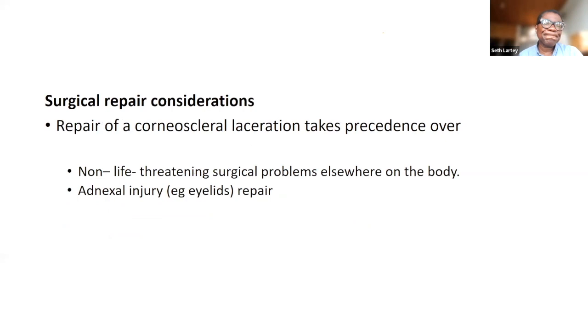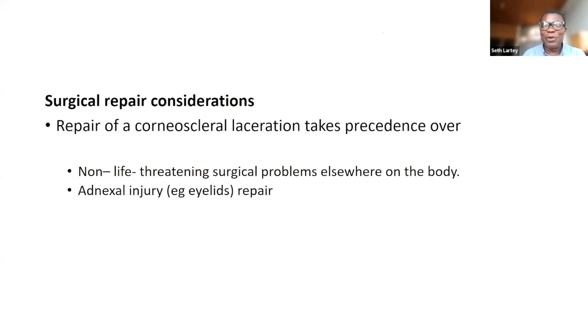All right. Now, if the patients have other conditions requiring surgery, non-life-threatening, non-emergency surgery, you do the corneal laceration repair before you do other non-life-threatening surgical problems, because the preparation of the patient for surgery can damage the open globe. You also do your corneal repair before you do any lid or orbit repairs, because doing orbit repairs and lid repairs can make the globe worse. So keep that in mind.